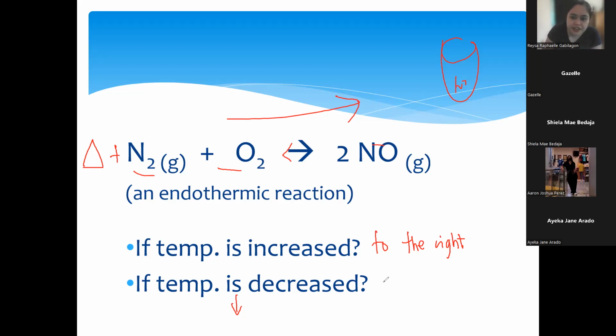Our shift sa left po. The left. Okay, very good. This is to the left. Kasi bababa ang temperature, babalik yung reaction. It will favor the backward reaction kasi nandoon yung heat since this is an endothermic reaction.